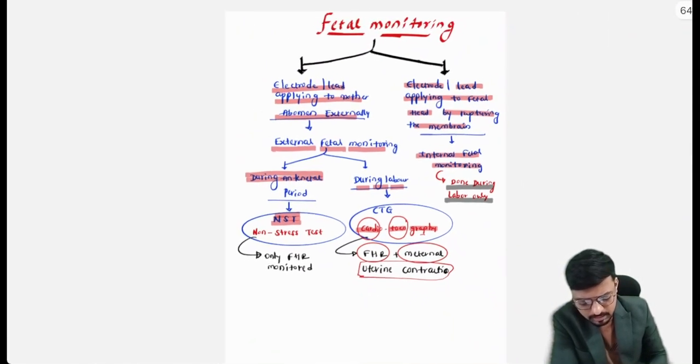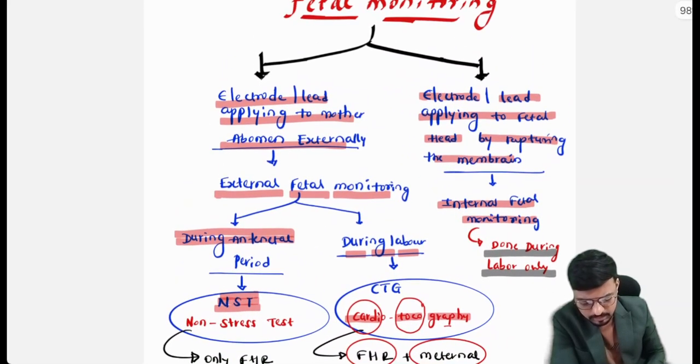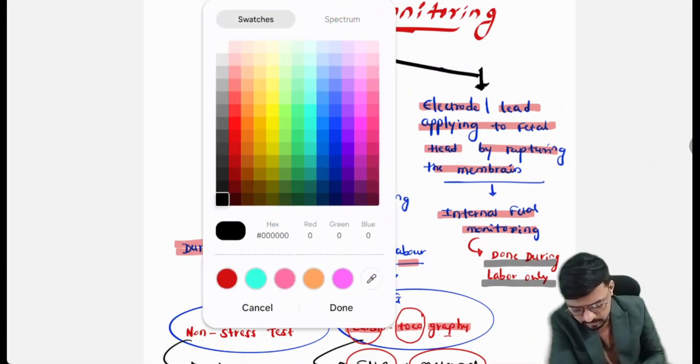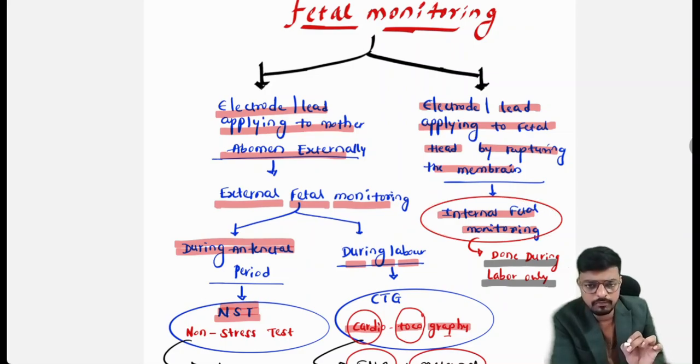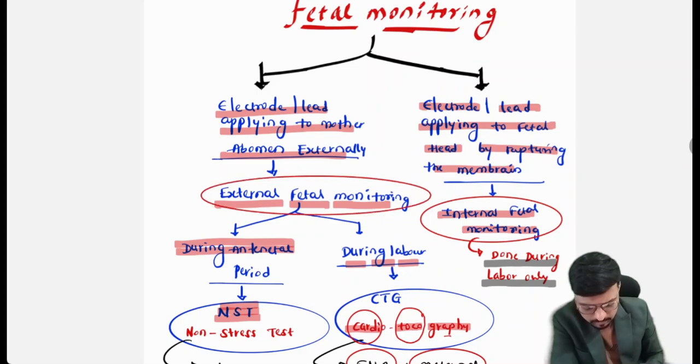What we have studied here in the fetal monitoring are mainly two things. One is the internal fetal monitoring, where the electrode is directly applied to the fetal head. And if the transducer or the electrode is applied to the mother's abdomen, that is the external fetal monitoring. This is the very basic thing.